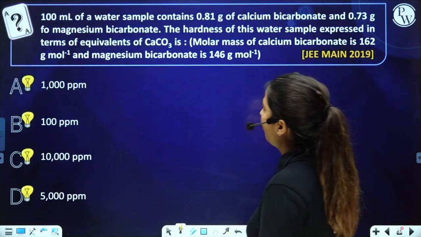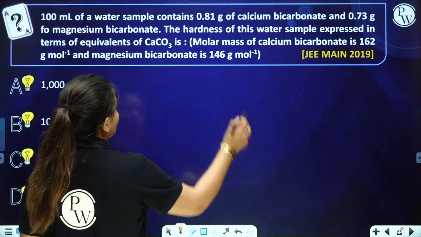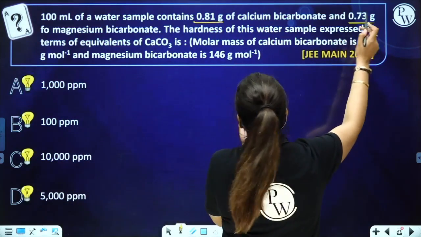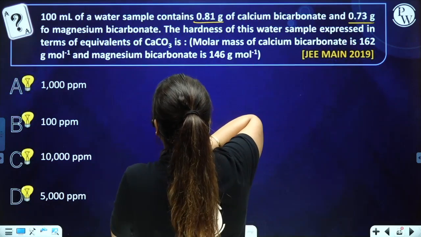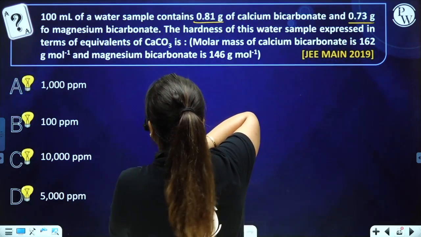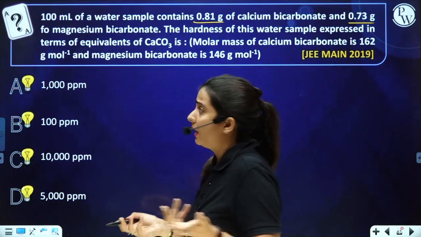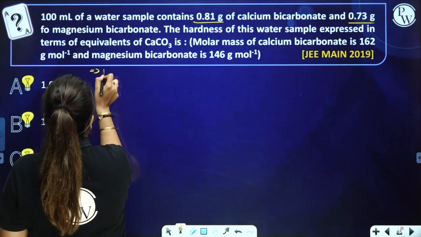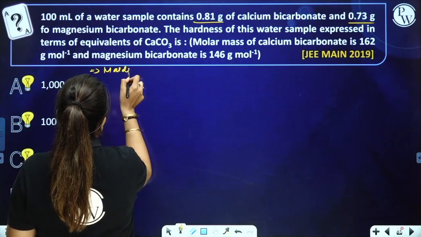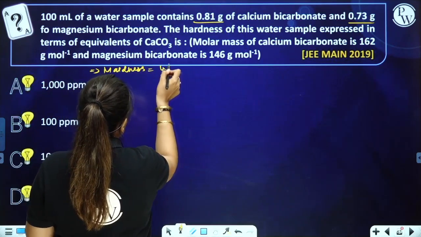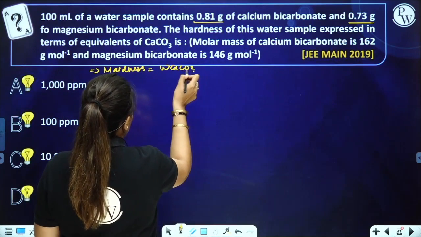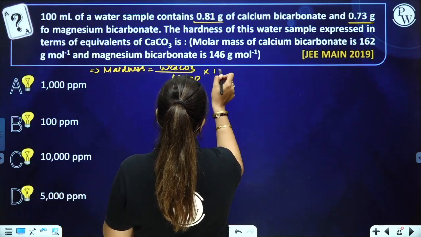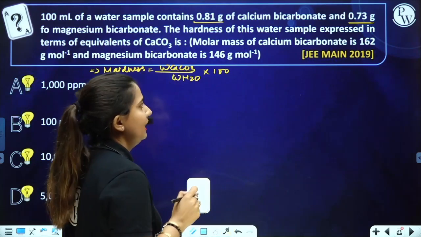Now, a 100 ml water sample contains 0.81 gram of calcium bicarbonate and 0.73 gram of magnesium bicarbonate responsible for the hardness. The hardness of this sample you have to express in terms of calcium carbonate. So let's start. Hardness will be expressed as the weight of calcium carbonate divided by weight of water into 100. You have to express it like this.